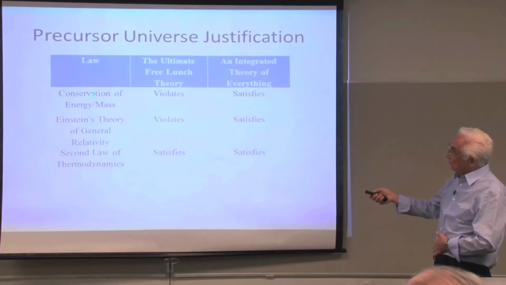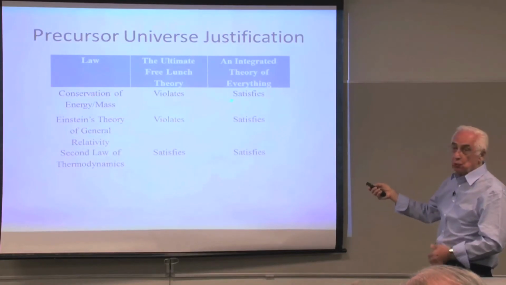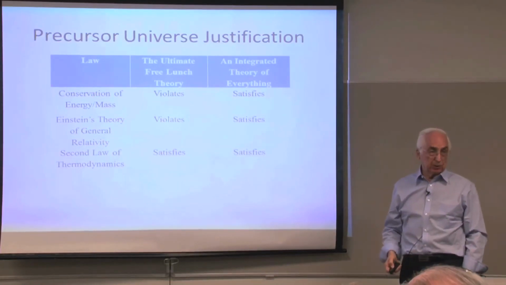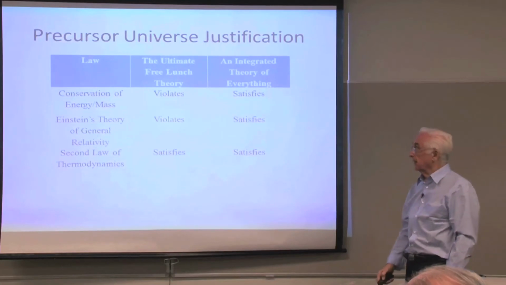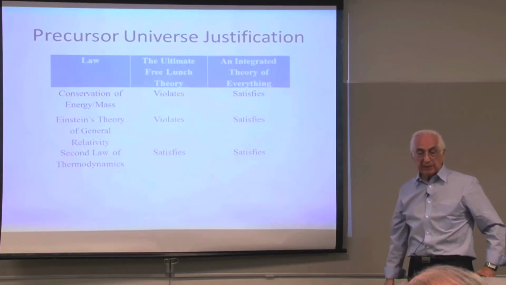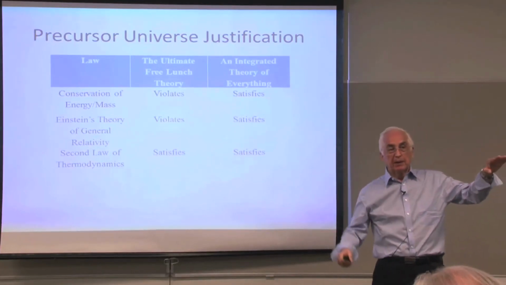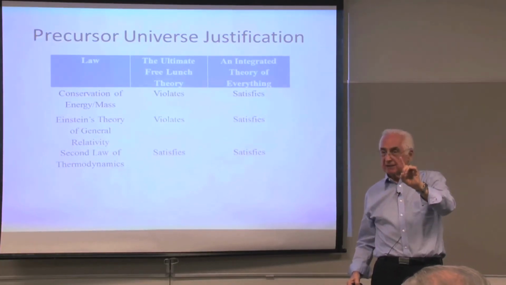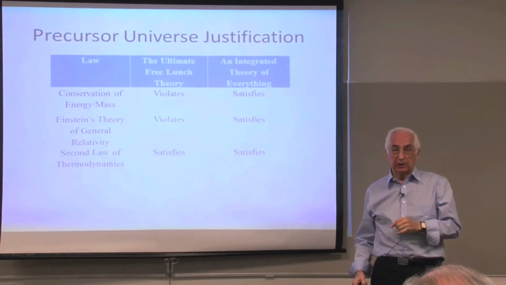Now, I'm going to go through the 3 laws to show how these 2 theories of cosmology, or the start of our universe, compare. Conservation of energy mass. What that law states is that over a period of time, the amount of energy mass is a constant, although the form may change.